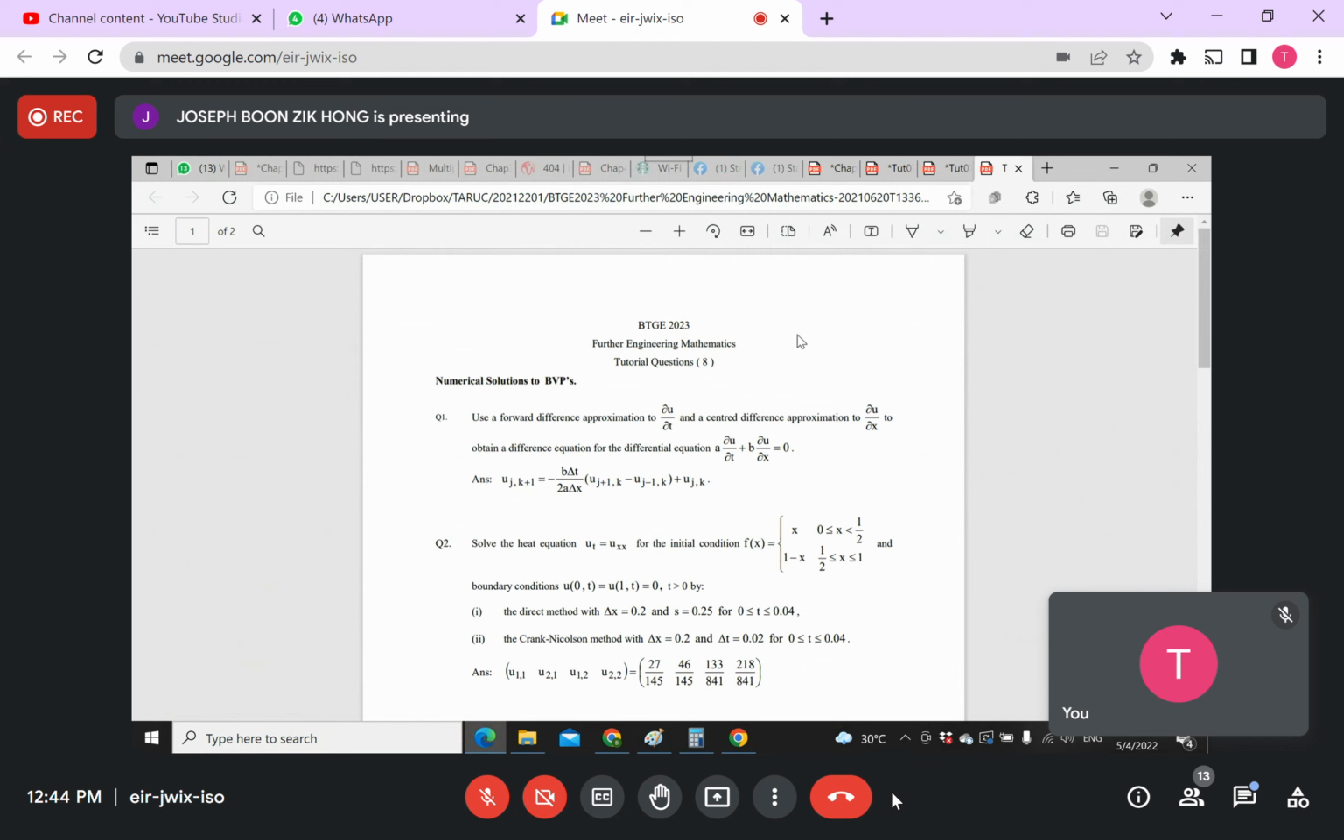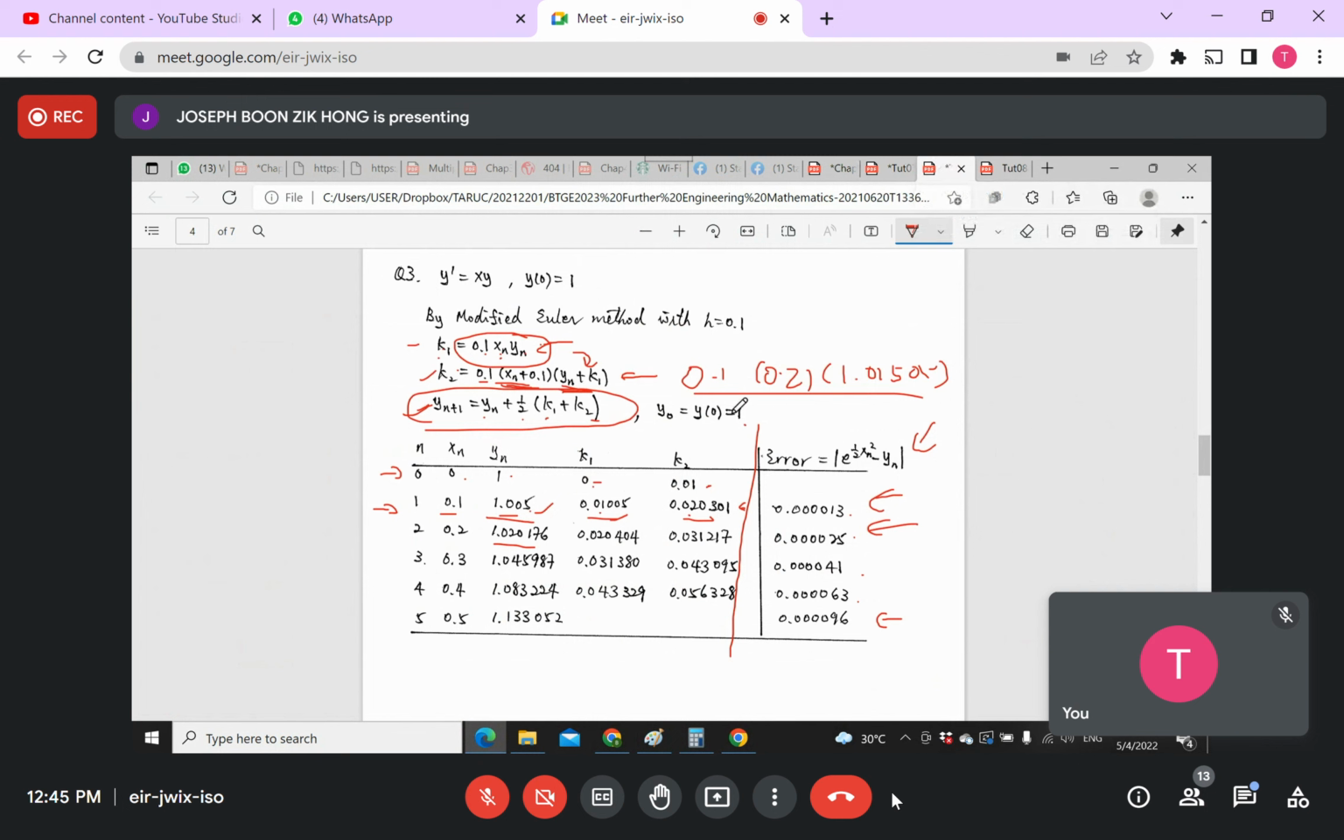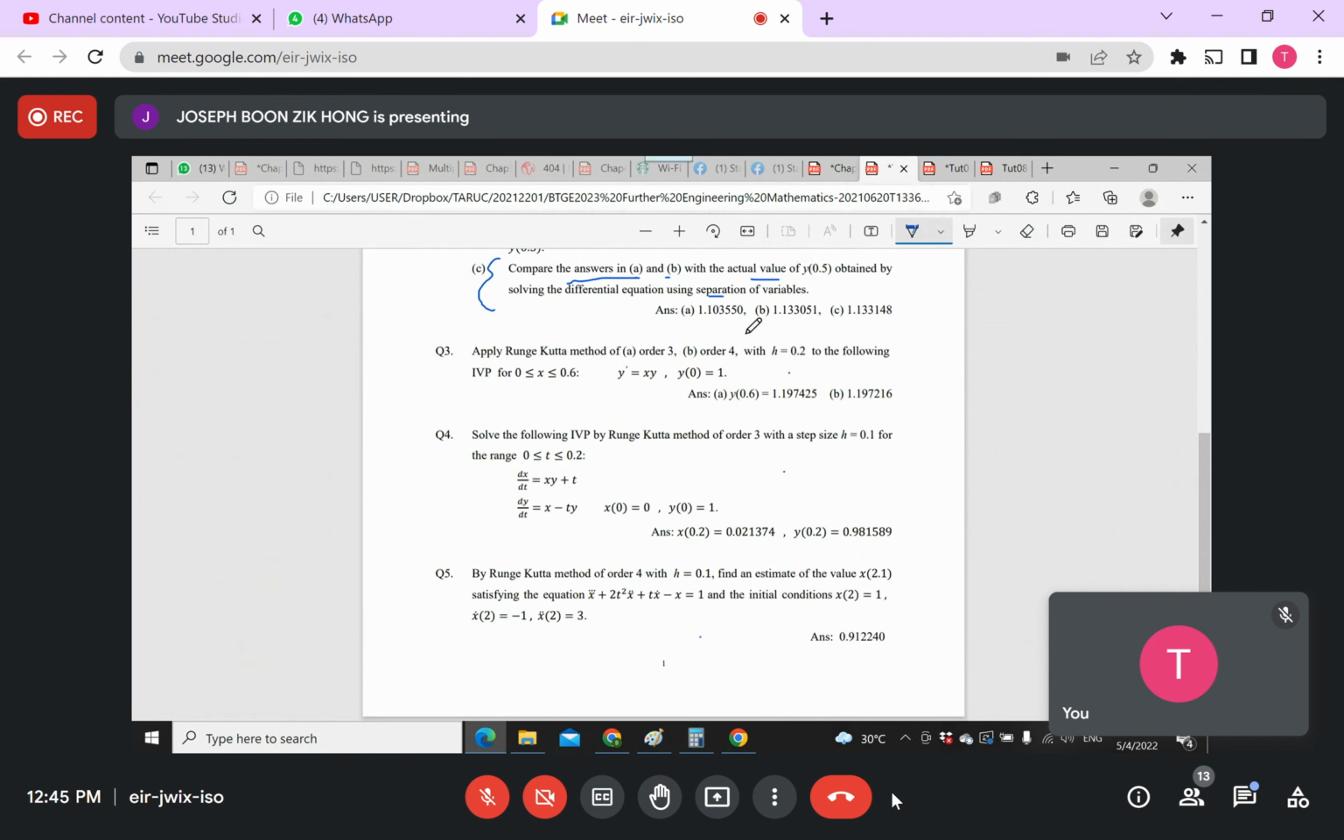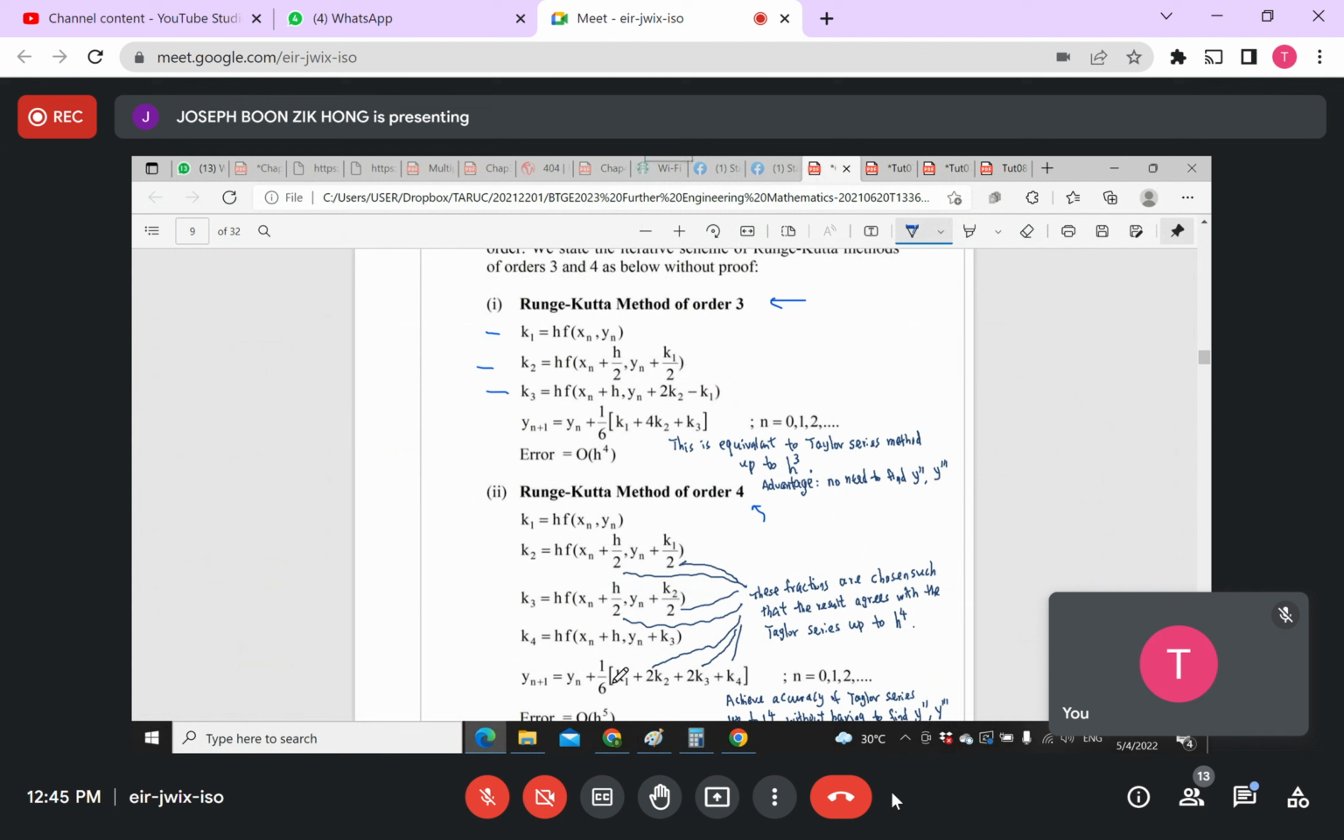But if not mistaken about the formula, let me check again. Okay, I'm not sure whether it's provided or not. But if it's not provided, that means you have to remember it.